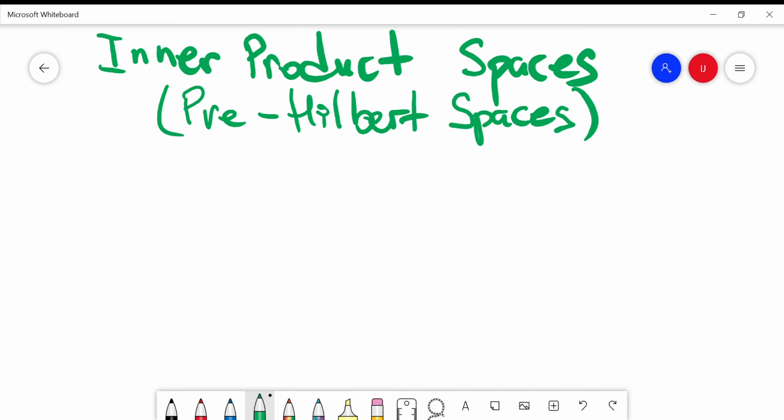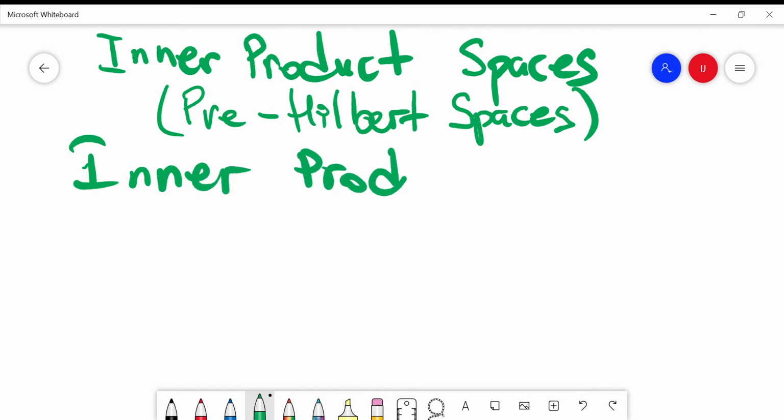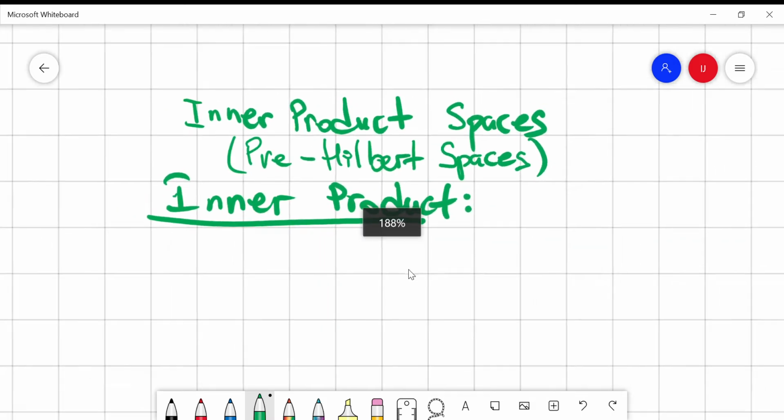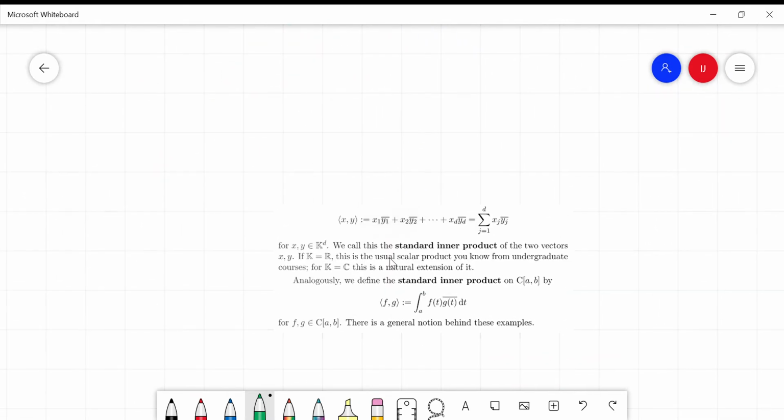Today we will talk about inner product spaces, which are also known as Pre-Hilbert spaces. Before passing to that, let's talk about the inner product itself. The inner product is a natural extension of the scalar product that we are familiar with from undergraduate courses. Let's look at the definition of that.